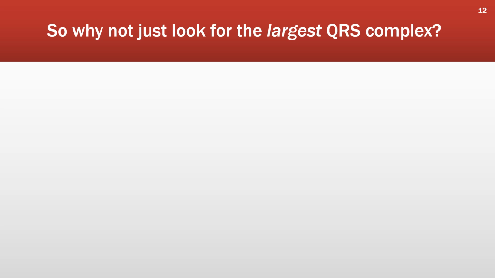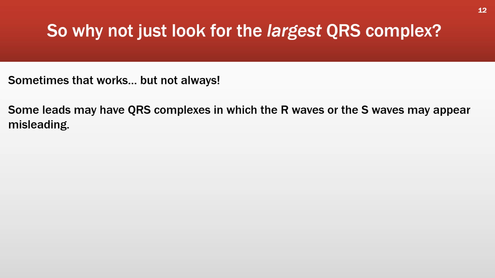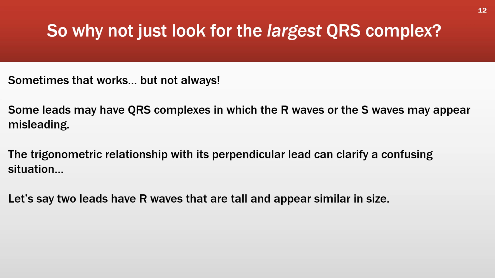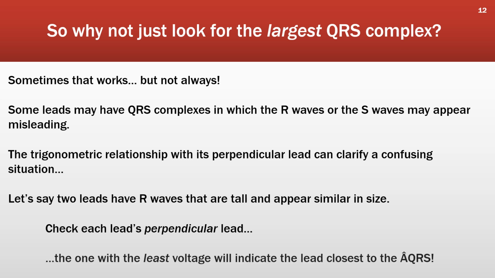So why not just look for the largest QRS complex? That would seem to be faster and easier. Well, sometimes that works, but unfortunately, not always. Some leads may have QRS complexes in which the R waves or the S waves may appear somewhat misleading. The trigonometric relationship with its perpendicular lead can clarify a confusing situation. Let's say two leads have R waves that are tall and appear similar in size. Check each lead's perpendicular lead. The one with the least voltage will indicate the lead closest to the mean QRS axis.